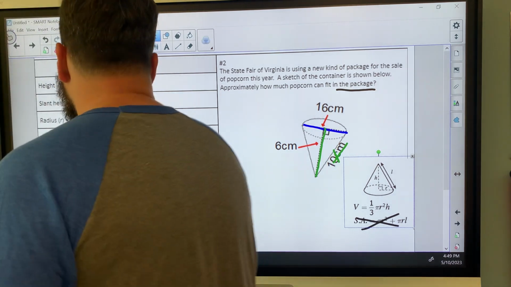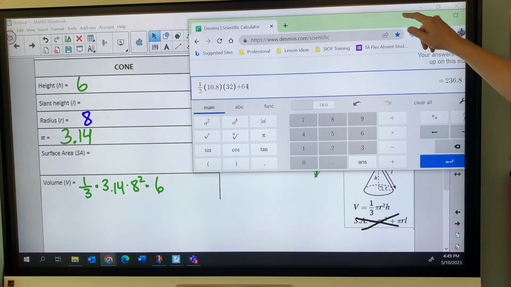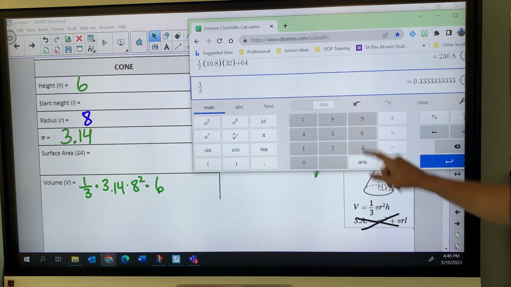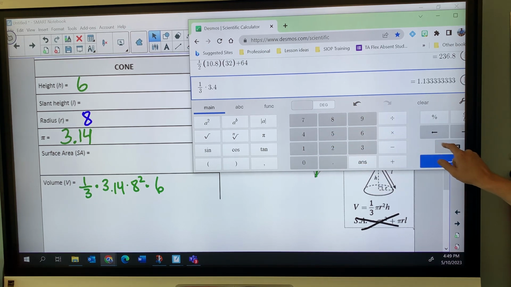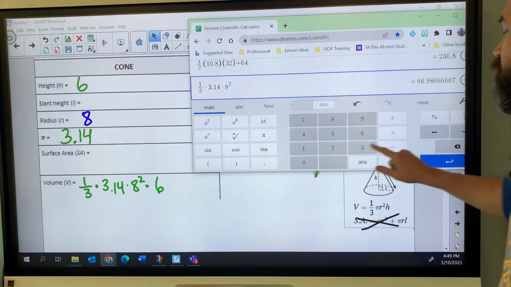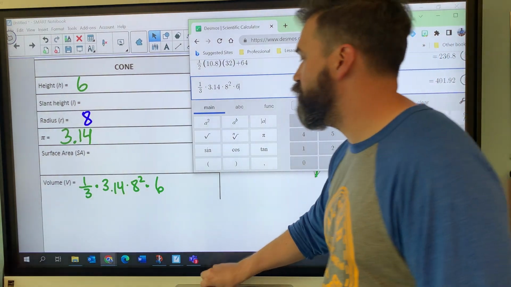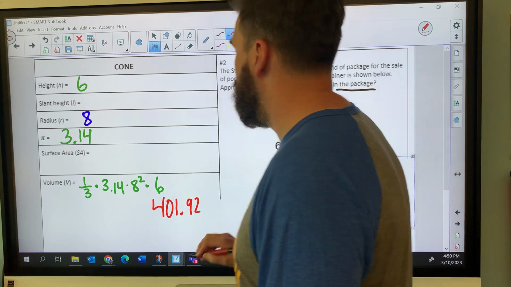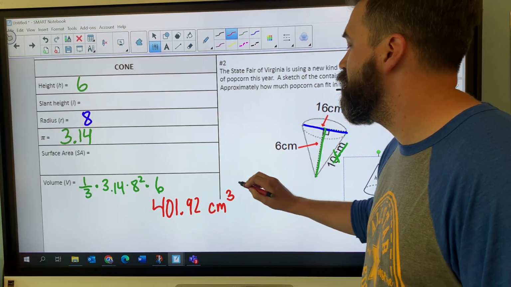And that's the point where I'm going to pull out my calculator. Move my calculator over to the other side. So we've got 1/3 times 3.14 times 8 squared times 6. And our answer is 401.92. 401.92. And because it's volume, the units are centimeters cubed.